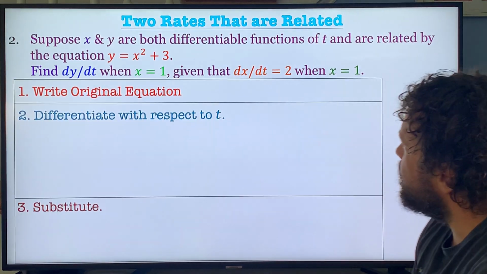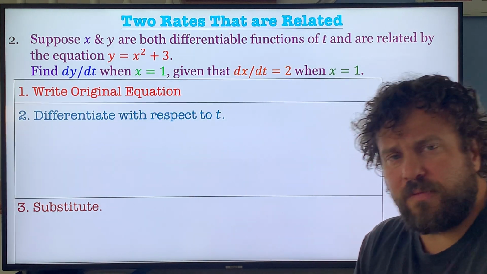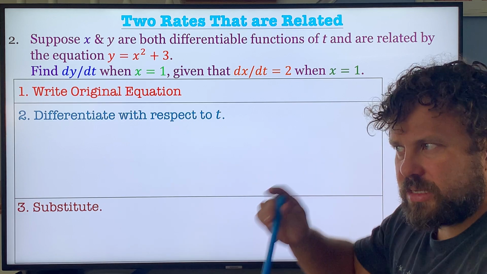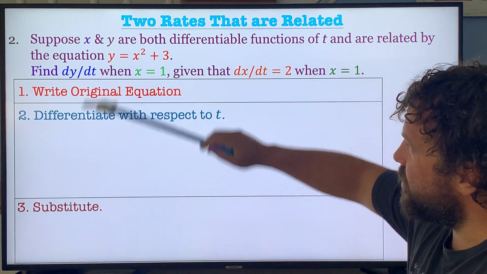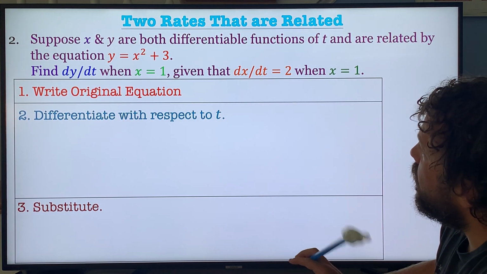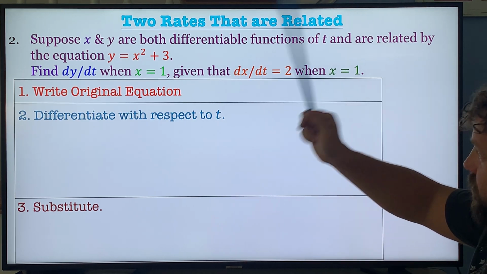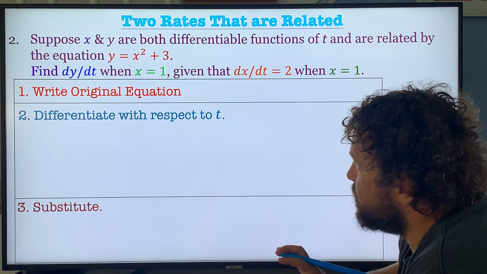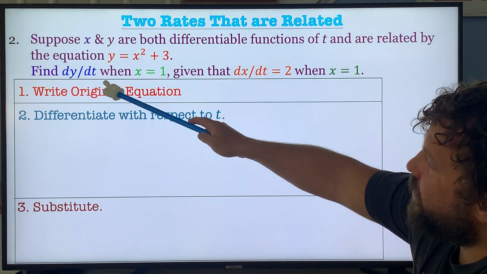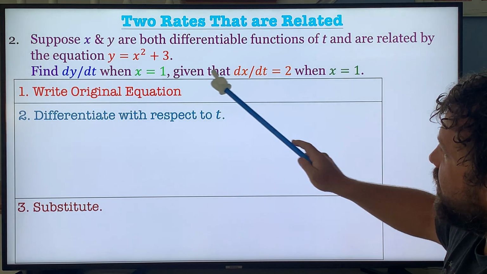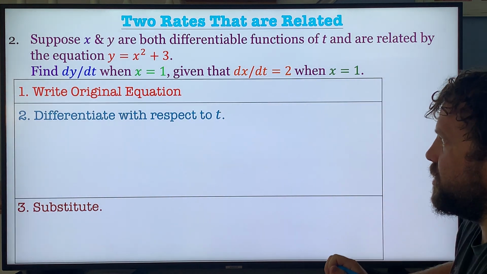So number 2, related rates. So we're going to start very simple, all right? And then we're going to build in. I'm going to give you all the pieces abstractly, and then we're going to combine them all together. Suppose x and y are both differentiable functions of t and are related by the following equation. Y equals x squared plus 3. All right? Find dy dt when x equals 1, given that dx dt equals 2 when x equals 1.